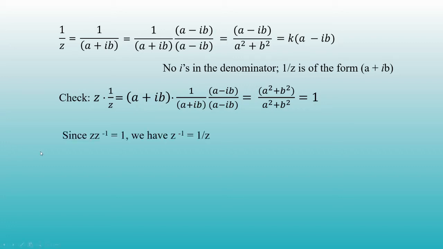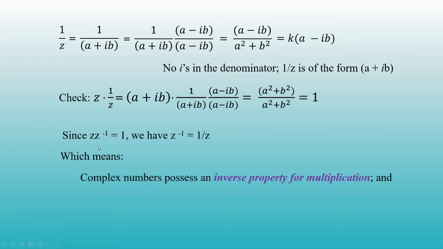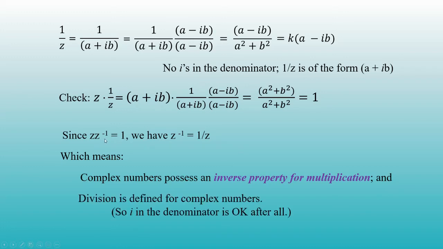All of this, for the record, means not only this, but it also means that complex numbers possess an inverse property for multiplication, and division is defined for complex numbers. So that i in the denominator earlier on turns out to be okay after all. Still, it is common practice to use the complex conjugate approach to express final results in the form where i appears only in the numerator or in the numerator of an exponent.